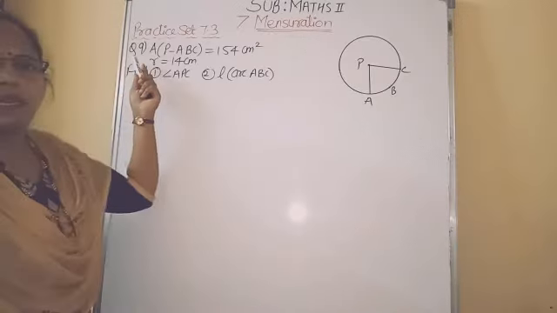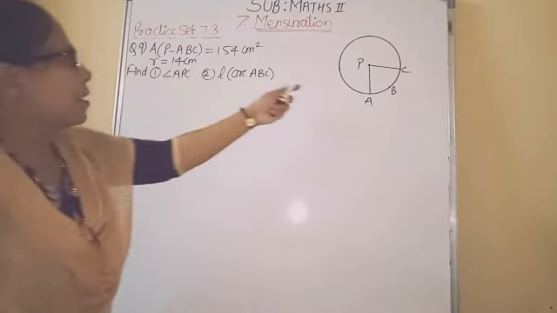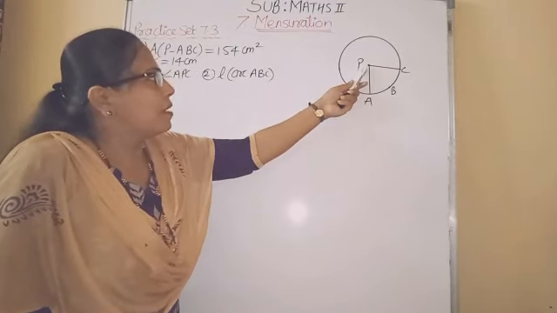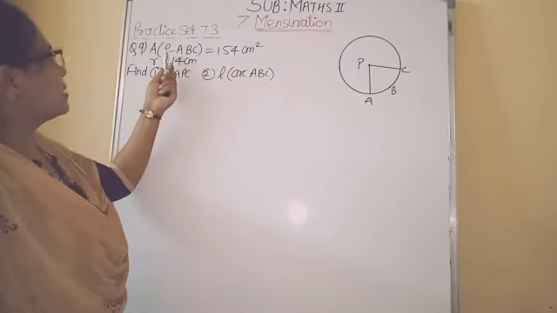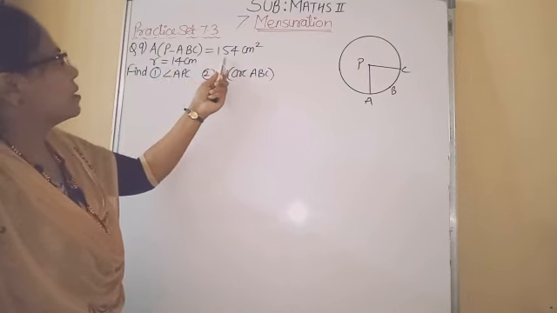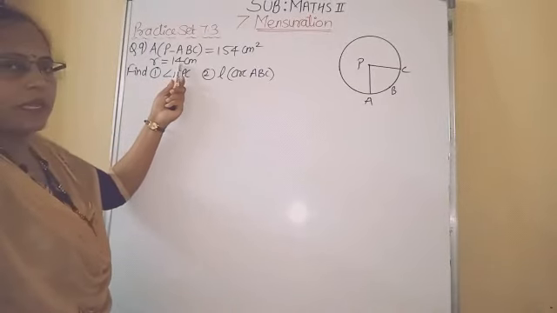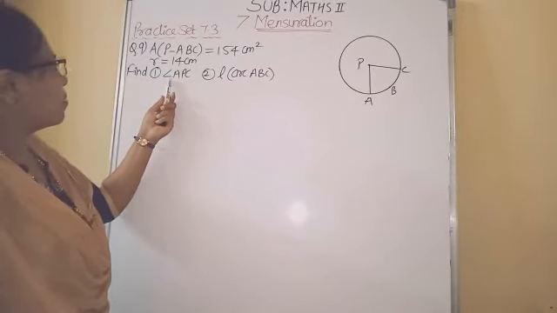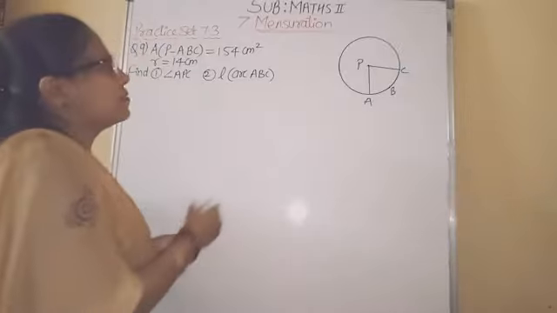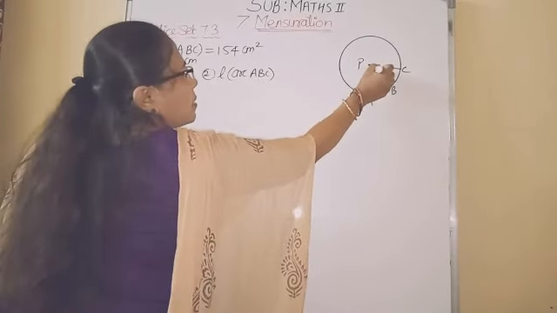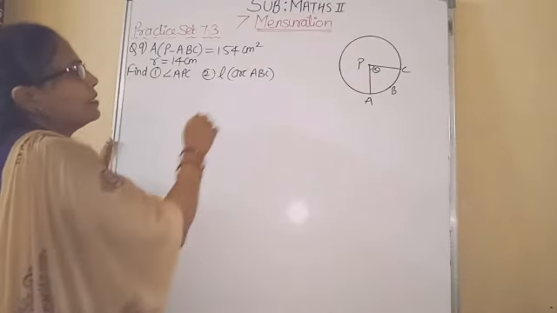For question number 9 from practice set 7.3. P is the center of the circle and P dash ABC is the sector given. And area of this sector P dash ABC is 154 centimeter square. And radius is given 14 centimeter. So we have to find out first angle APC. Now angle APC means we have to find out theta, central angle, and then length of arc ABC.